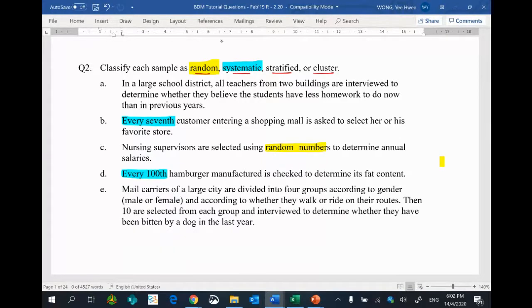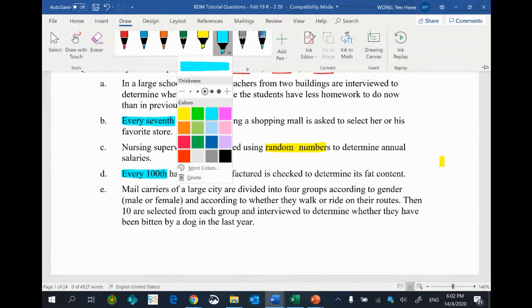So every 7th customer entering a shopping mall is asked to select his or her favorite store. Every 100th hamburger manufactured is checked to determine its fat content. Right, let's look at others. What else do we have?